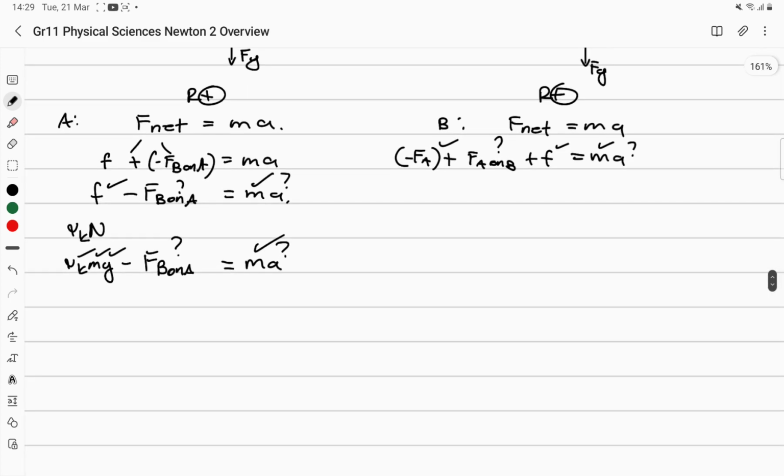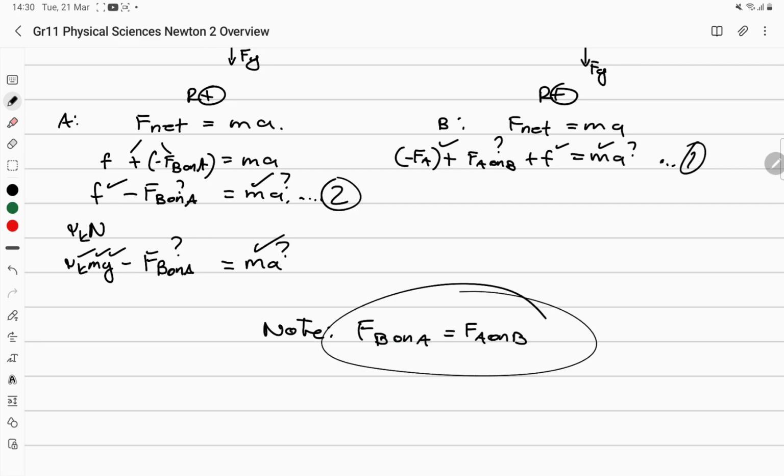So what we have to do is, if they want the acceleration, then we will have to substitute this formula 1 into this formula 2, or vice versa. But we'll have to make that FB on A, or that FA on B. That's actually the thing we should note. You actually have to identify this. They're in opposite directions, but the magnitude of them will be equal.